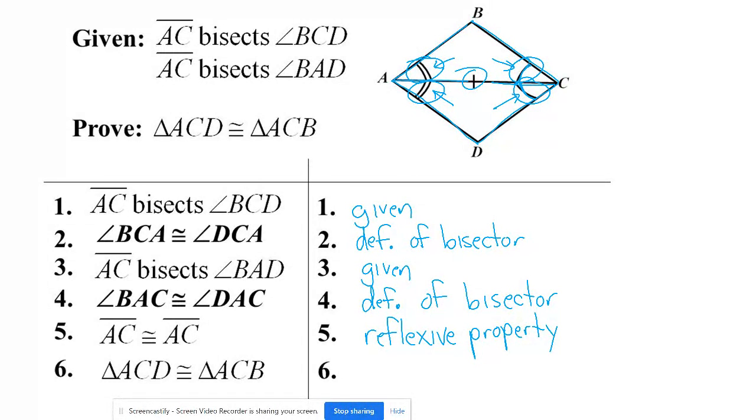So our last step here is to reach our conclusion, what we're trying to prove, that these two triangles are congruent, and we know they are because of angle, side, angle. So that's how these are going to work.